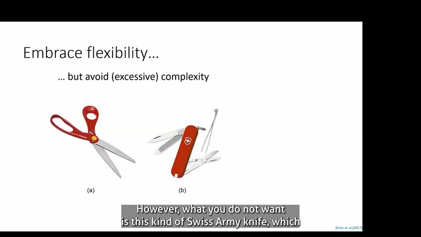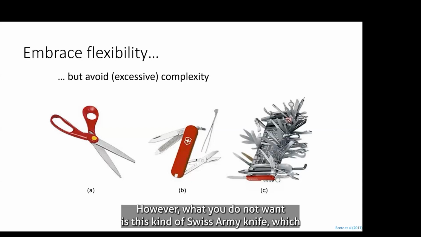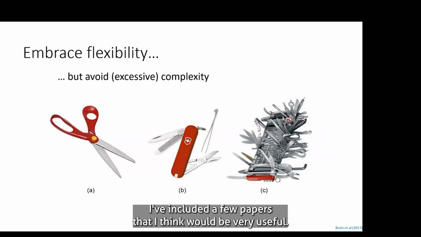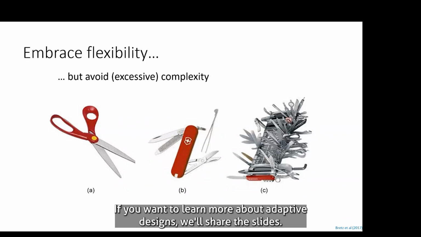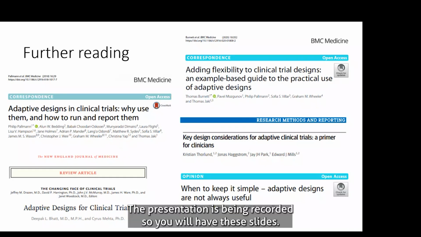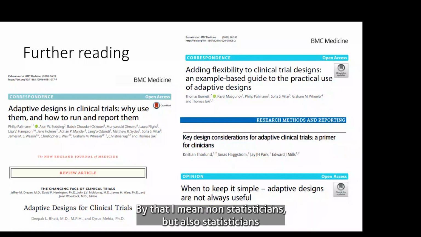However, what you do not want is this kind of Swiss Army knife, which I have verified is a real thing. This is not Photoshopped. You can actually buy this thing on Amazon. I don't recommend it. I've included a few papers that I think would be very useful if you want to learn more about adaptive designs. We'll share the slides. The presentation is being recorded, so you will have these slides. Feel free to have a look. These are papers that are targeting non-specialist audiences. By that, I mean non-statisticians, but also statisticians with not so much experience of adaptive designs.